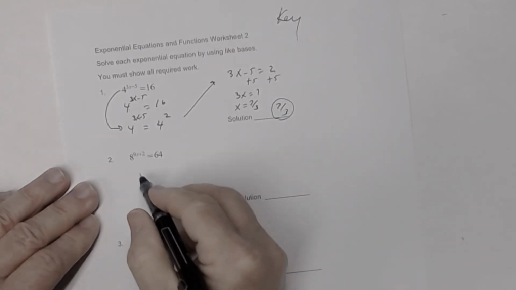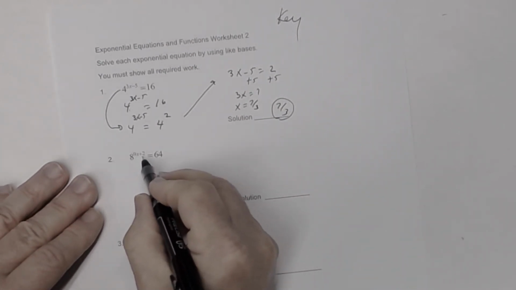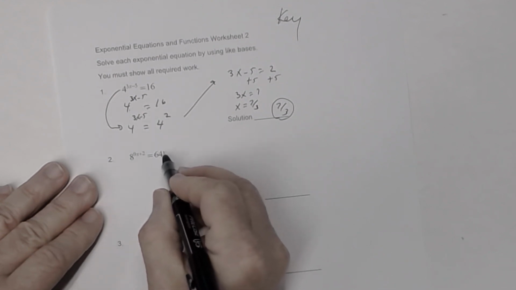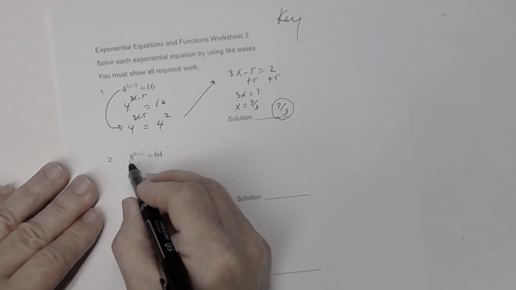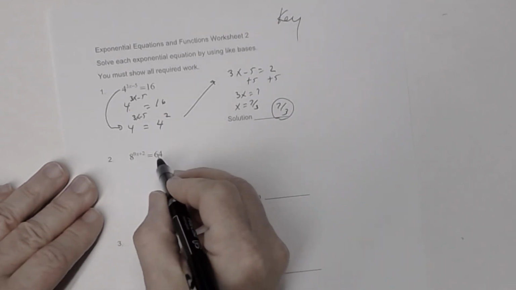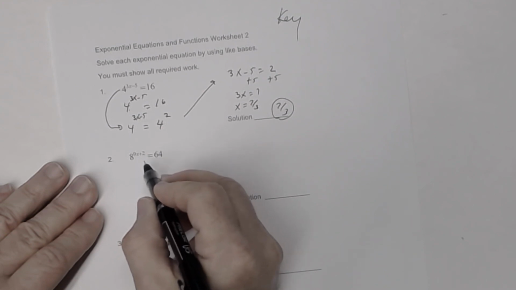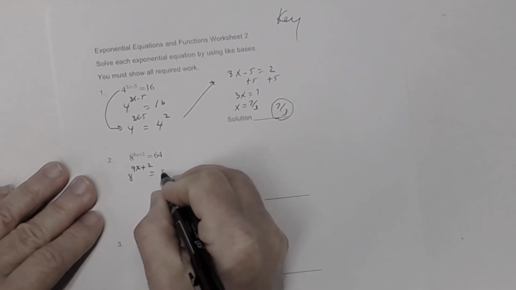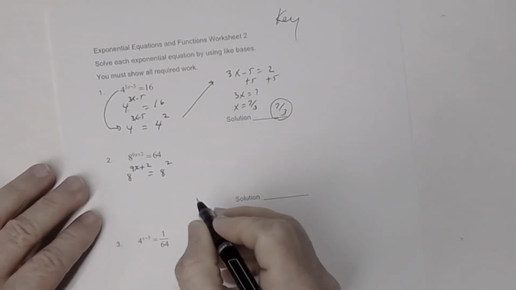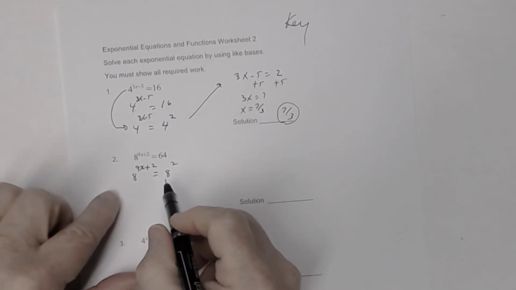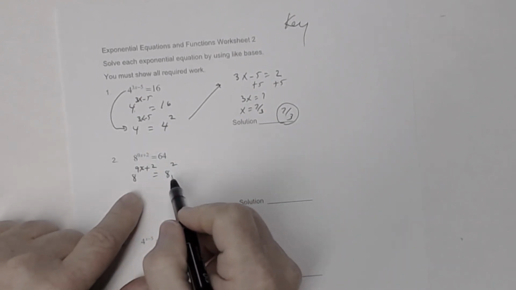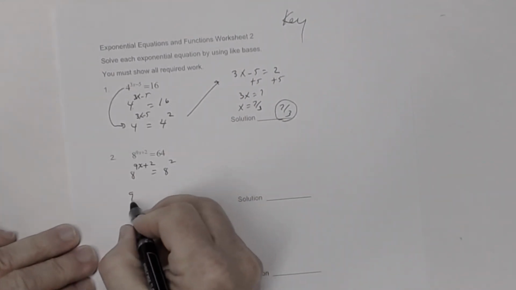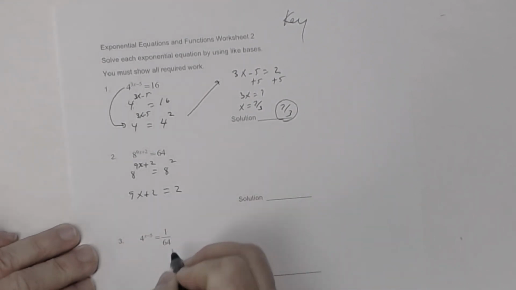Okay, let's do this one. Over here, I have 8 to the 9x plus 2 equals 64. Well, think about that 64. In terms of 8, I can do it easily because I know that 8 squared equals 64. So this becomes 8 to the 9x plus 2 equals 8 squared, because 8 times 8 is 64. Just like we just did with this one, since the bases are the same, the exponents must be equal to each other. So that means that 9x plus 2 must equal 2.